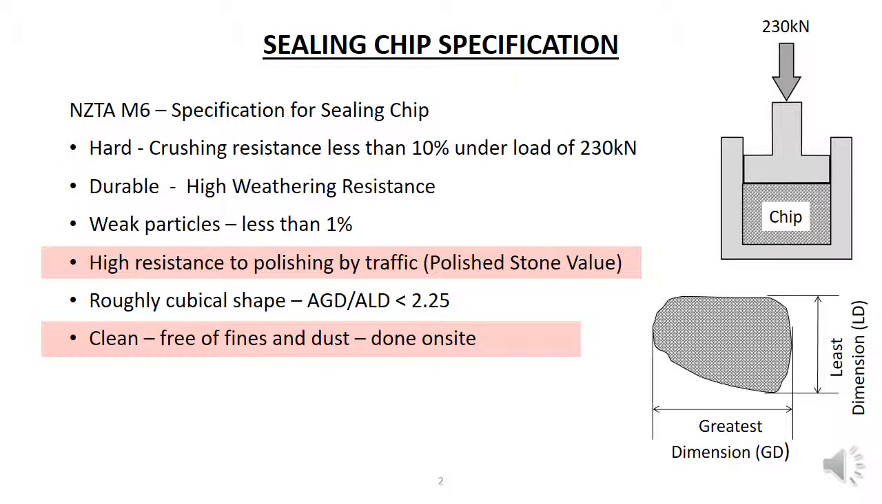There is also a requirement for testing the cleanliness of the chip on site. This test measures the amount of clay, dust, and other fine particles on the chip. These particles can adhere to the chip surface, preventing proper adhesion between the chip and the binder. The test is undertaken on site, as it may have become contaminated during the transportation or storage processes. This illustrates the importance of protecting the chip from dust and other sources of contamination while it is stored on site.